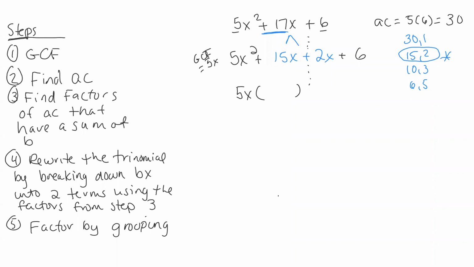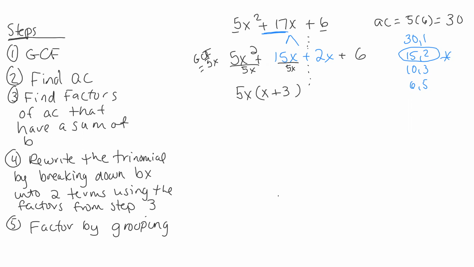And then what I'm going to do is divide both of these terms by 5x. Well, 5x squared divided by 5x is just x. 15x divided by 5x is plus 3. And then I'm done with everything on the left, and I'm going to move to the right.